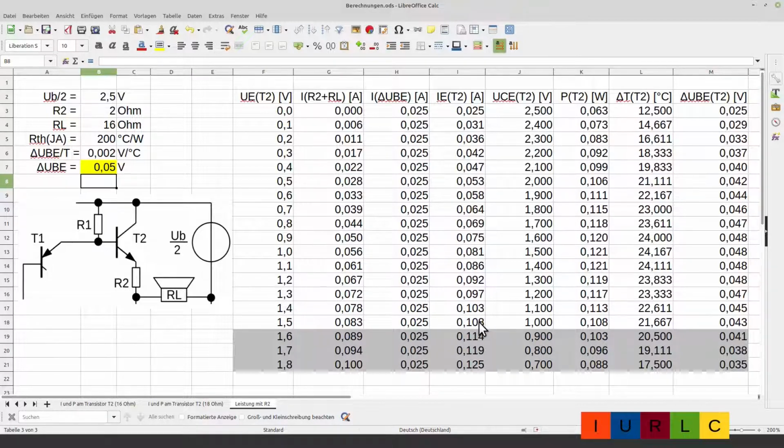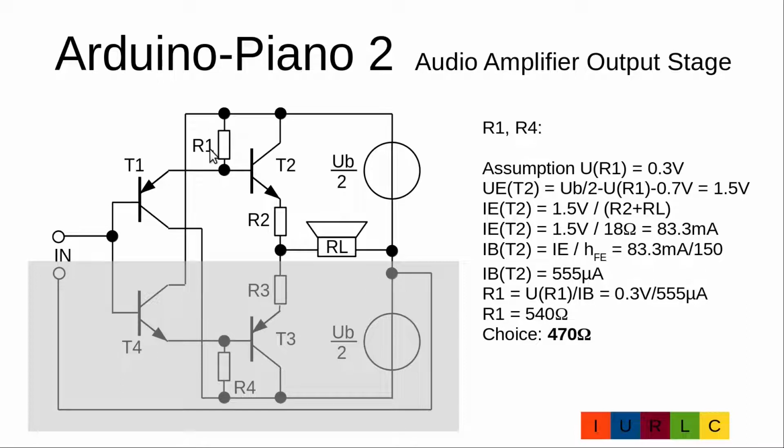Now we have to calculate R1 and R4. Our assumption was that we have the supply voltage minus 0.3 and minus 0.7 volt, so we have here 1.5 volt, and divided by R2 and the impedance of the loudspeaker, which is 18 ohm, we have 83.3 milliamp.